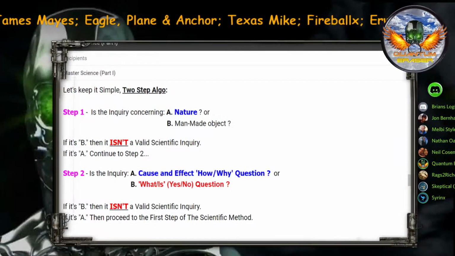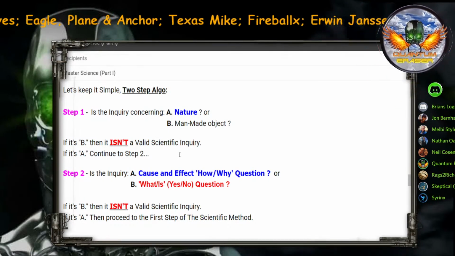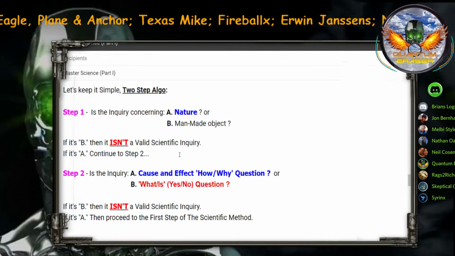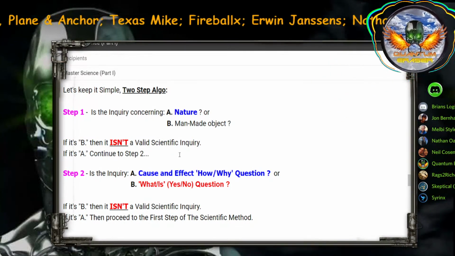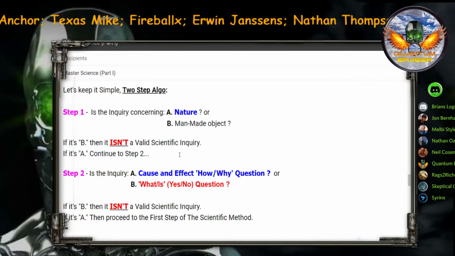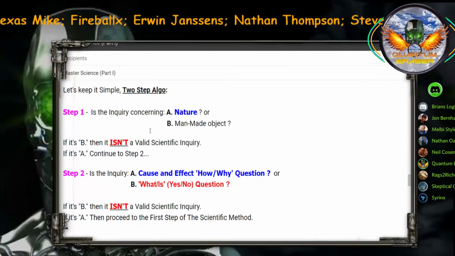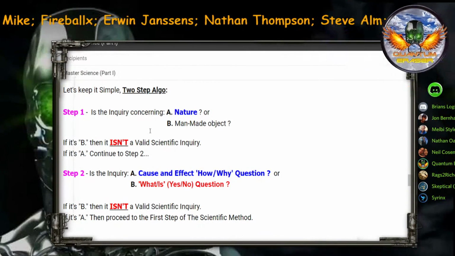Yep, we're good. So let's go into this very simple algo to let you know whether your topic is available for scientific inquiry. And I got a couple examples after this, so just be patient. So let's keep it simple. Like I said, it's a two-step algo.